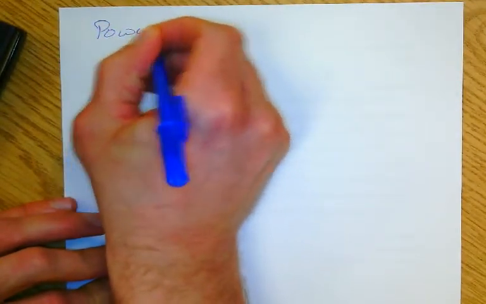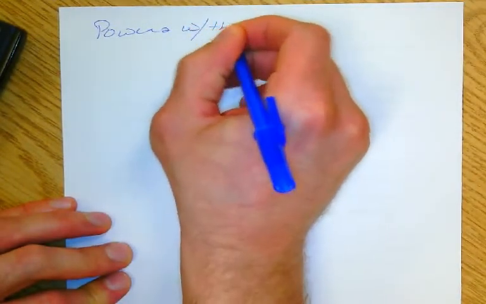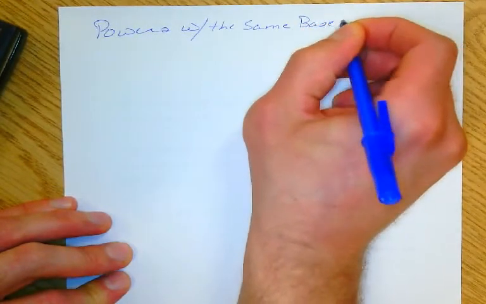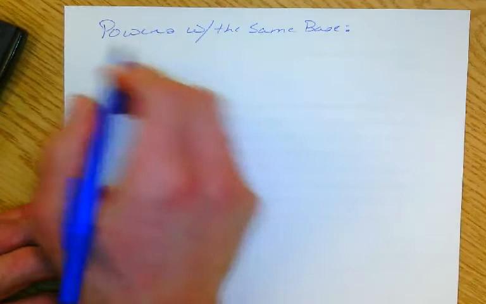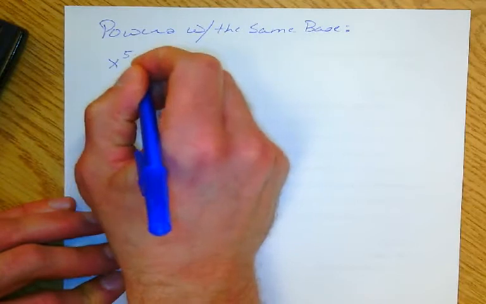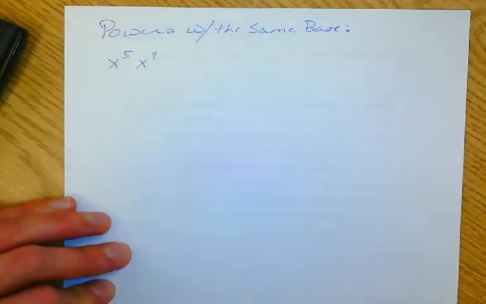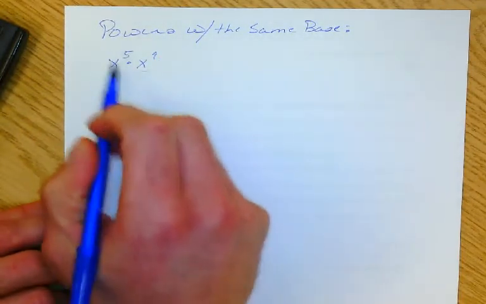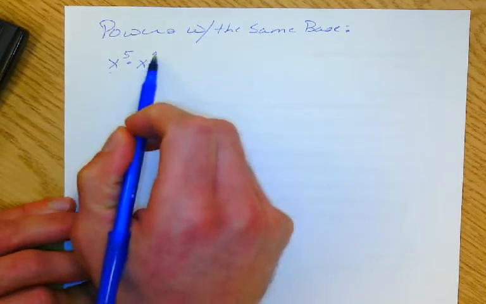Last week we learned about multiplying exponents. And the first case we dealt with was multiplying powers with the same base. So we've got powers with the same base. What I mean by that is, for instance, we have x to the fifth, and we have x to the ninth, and we want to multiply those two powers together. Notice they both have the common base of x. We have one that has an exponent of 5, one that has an exponent of 9.